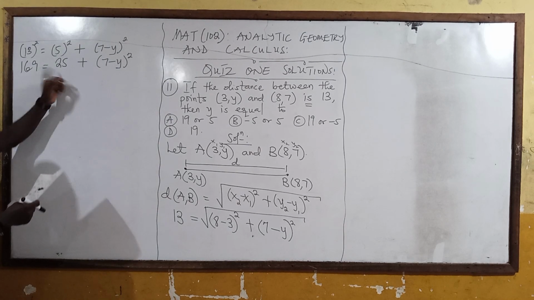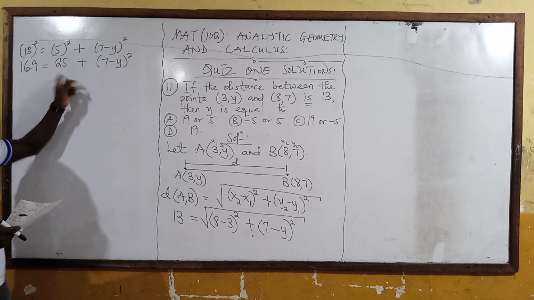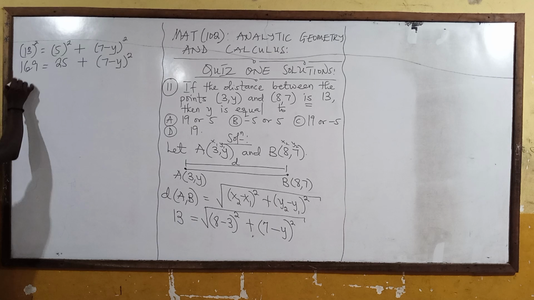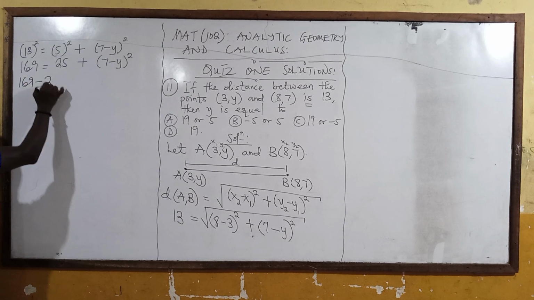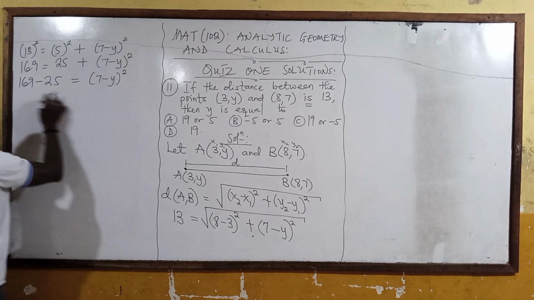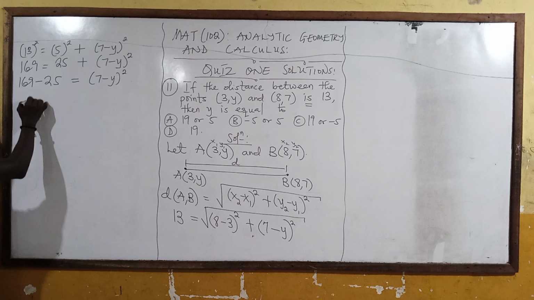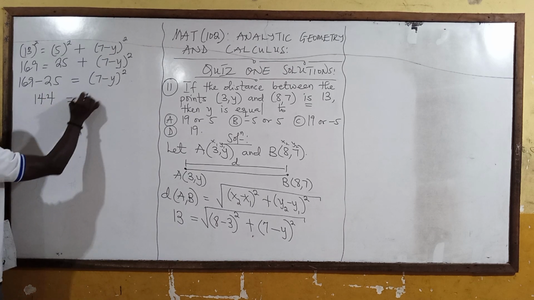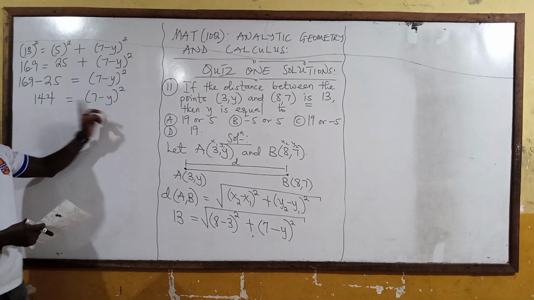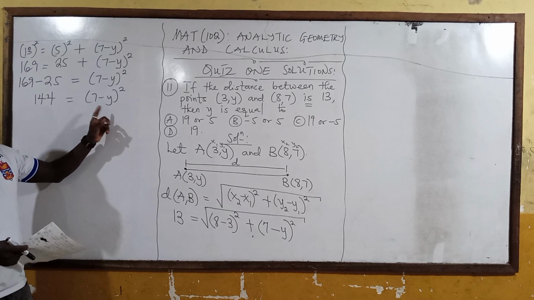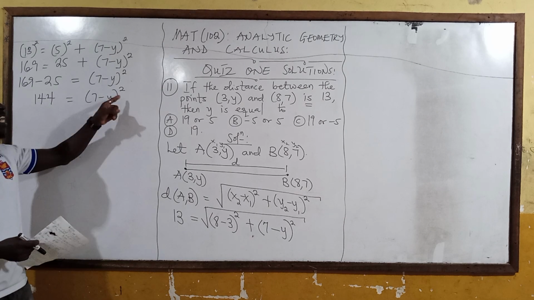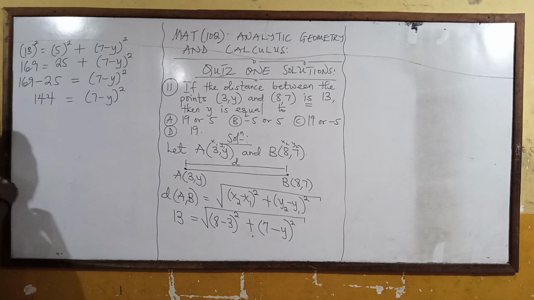Now what can we do? You can send this 25 to the left hand side. It's a positive integer, so it becomes negative. So we have 169 minus 25 equals (7 minus y) squared. 169 minus 25, we get 144 equals (7 minus y) squared. Now what can we do? We are finding y, which means we are making y the subject. But this square is preventing us, so we have to clear this square by introducing the square root on both sides.